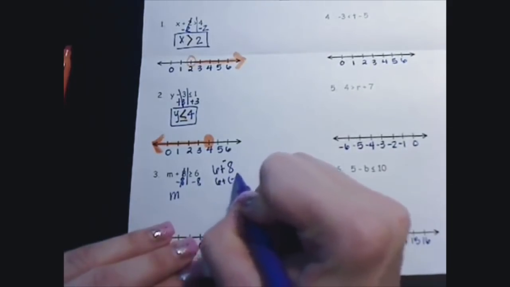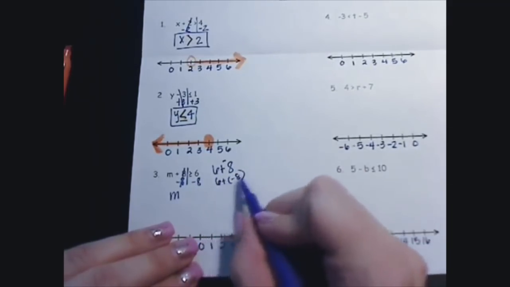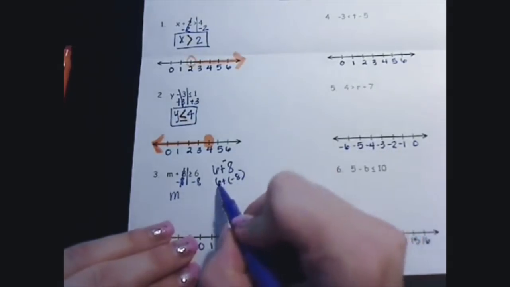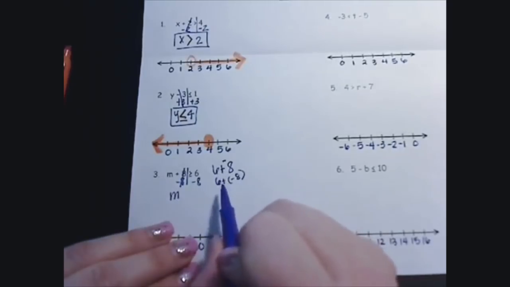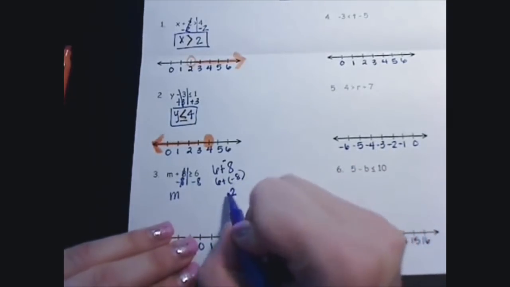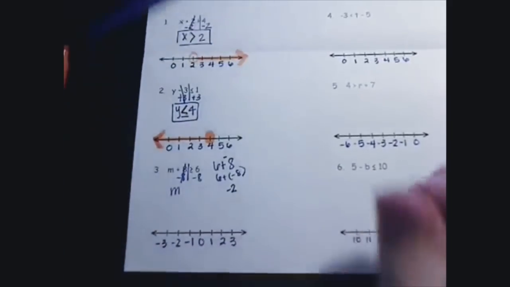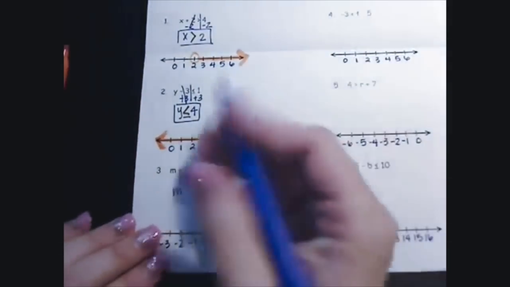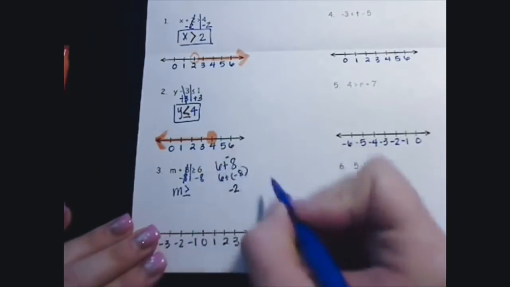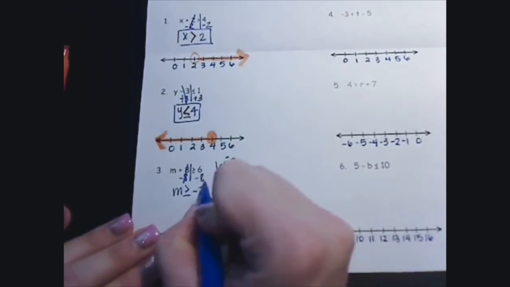6 plus negative 8. My signs are different. I'm going back to those integer addition rules. My signs are different, so I'm going to take the difference. The difference between 6 and 8 is 2, and I have more negatives, so that's a negative 2. So I've got m is greater than or equal to, I just brought down my symbol, negative 2.